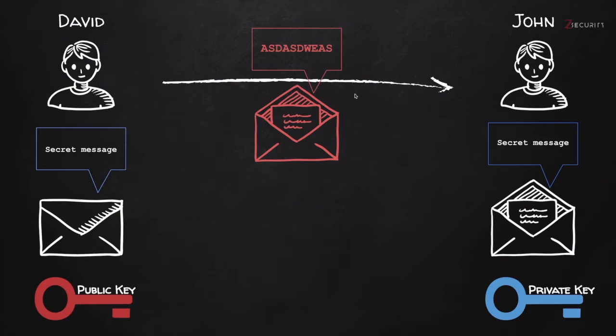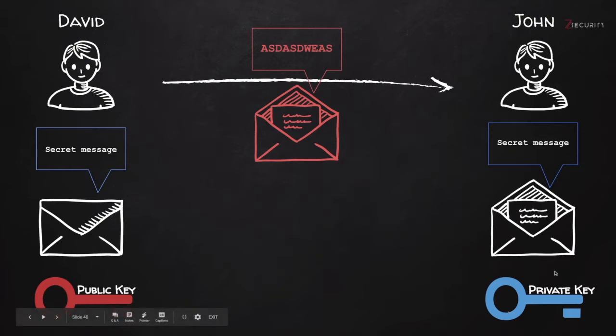The message is sent, and when John receives it, he uses his own private key that he never shares with anybody to decrypt the message. Therefore, David can send the message to John in any way he wants. He can send it as a text message, as an instant message, or even using an insecure service. That's fine because if anybody reads the message, they will see gibberish. They won't be able to see the content unless they have the private key.